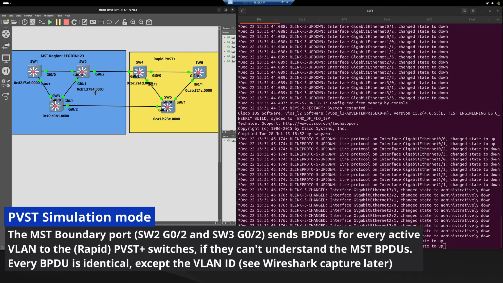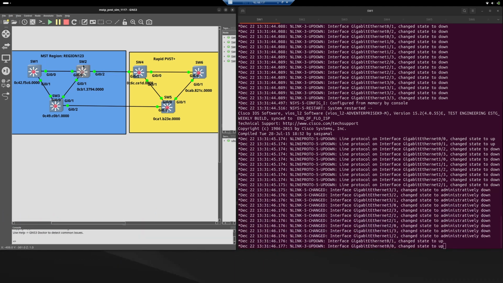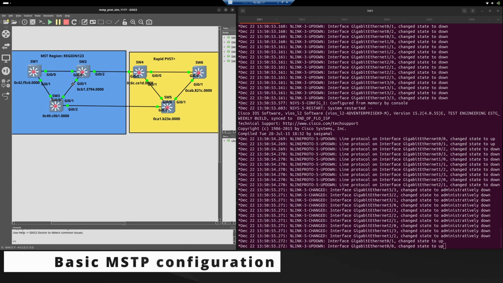Otherwise, we can run into PVST simulation failure when switch 2 and switch 3 block the port towards the PVST plus domain to prevent loops, and the two networks can't simply work together. So what are these rules and how should we design this network is what we will talk about in this video. First, let's start with the MST domain.